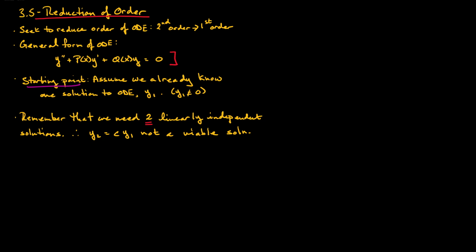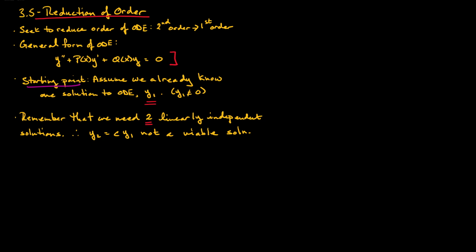As a starting point for this conversation, we're going to assume that we already know one solution to the ODE, and we're going to call this solution y1. Now recall from the previous videos that for a second order homogeneous ODE, we can have at most two linearly independent solutions. Therefore, we seek the possible second independent or fundamental solution to the ODE.